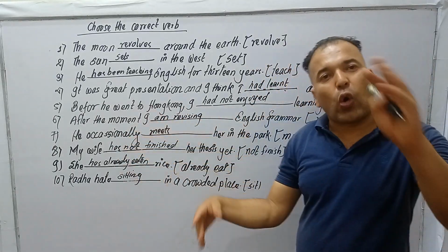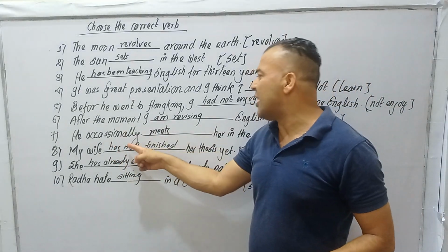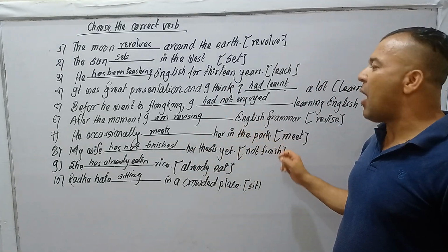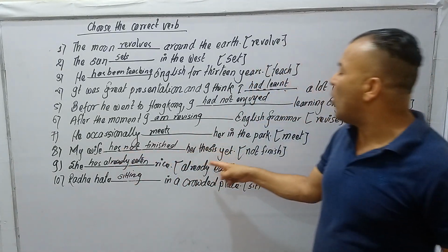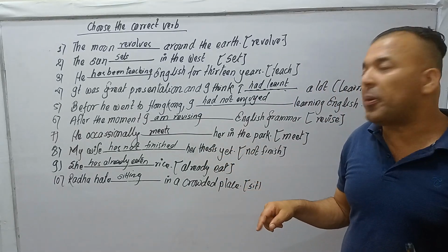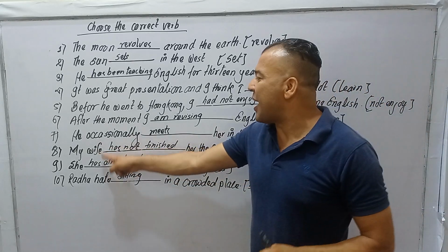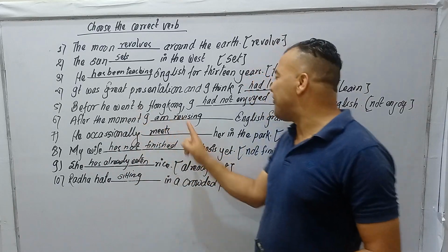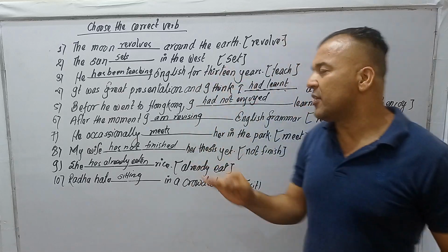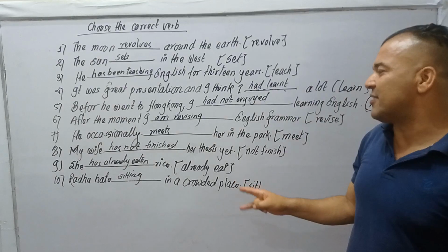Occasionally is always used in simple present tense. That's why meets. He occasionally meets her in the park. My wife, her thesis, is always used in perfect tense, especially present perfect tense. That's why my wife has not finished: has plus not plus third form of finish. Understand? Finish, finished, finished, finishing, and finishes.